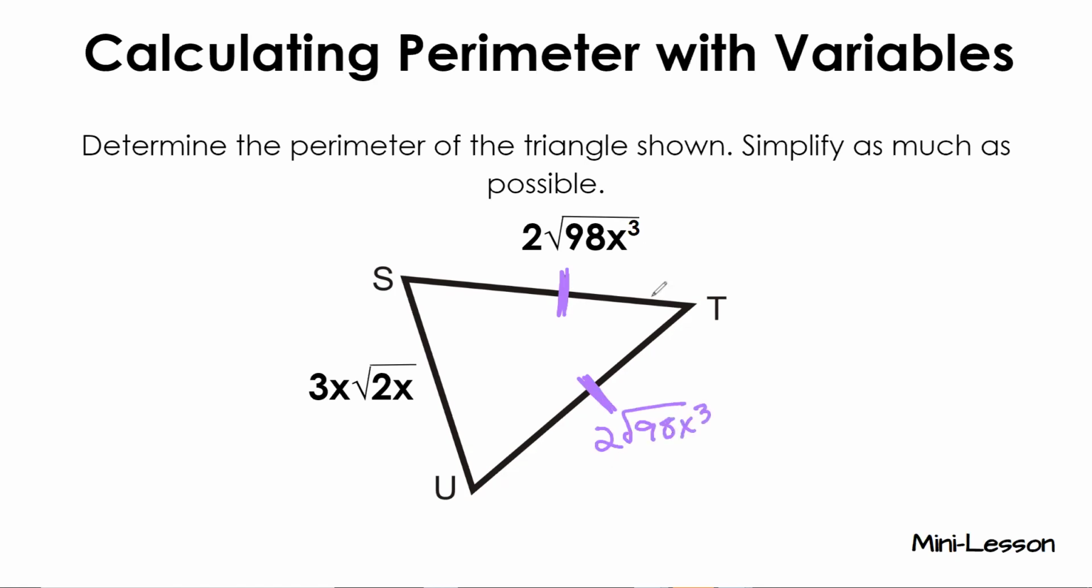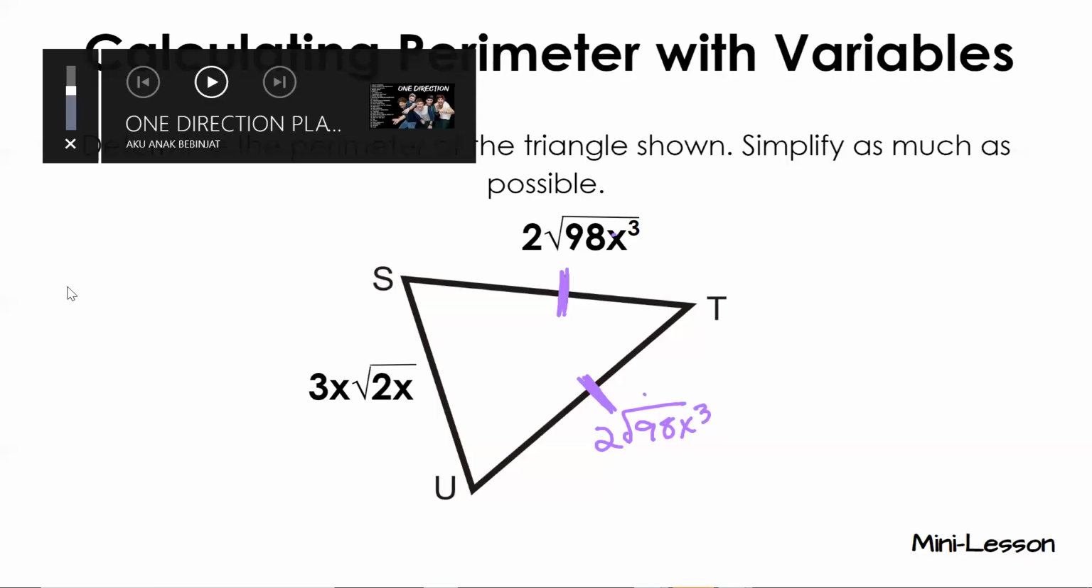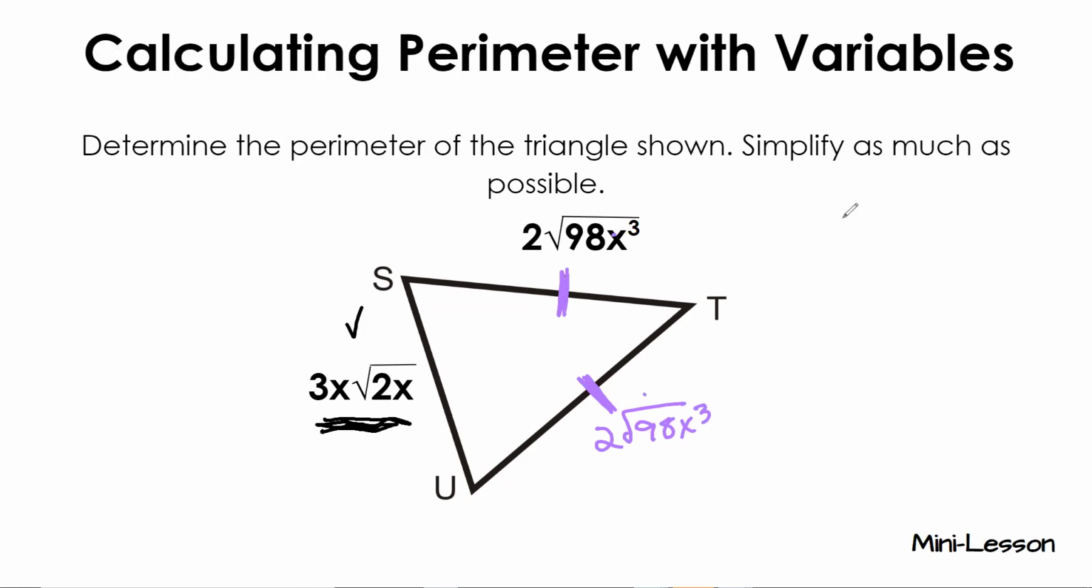Can you take a moment? Can you simplify each side and then add them all up? Okay, so simplify each side, add them all up. Take like 3 minutes. All right. Okay, so is this guy already broken down? Yeah, so he's good. All right, so over here, we've got 2 square root of 98 x cubed, right? Okay, so what are factors of 98?